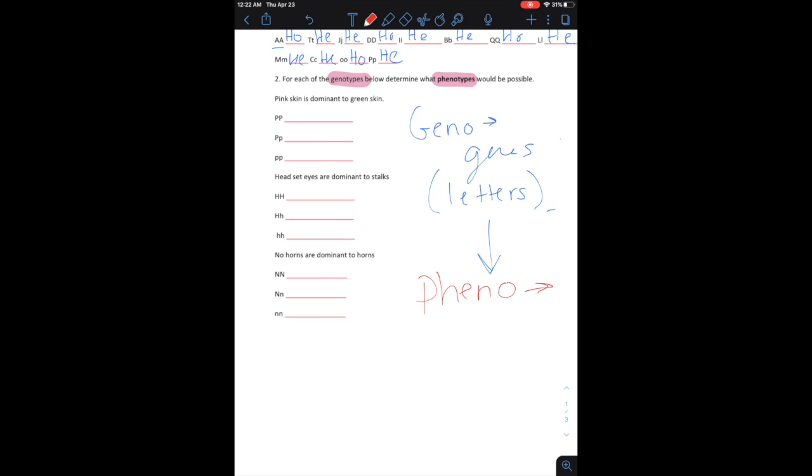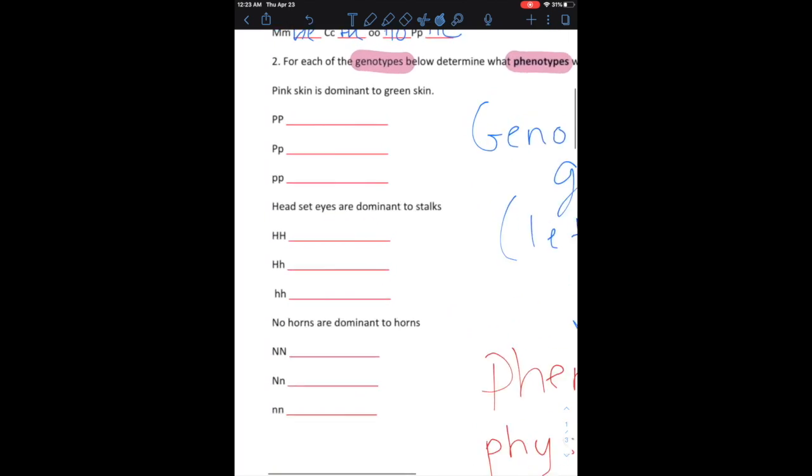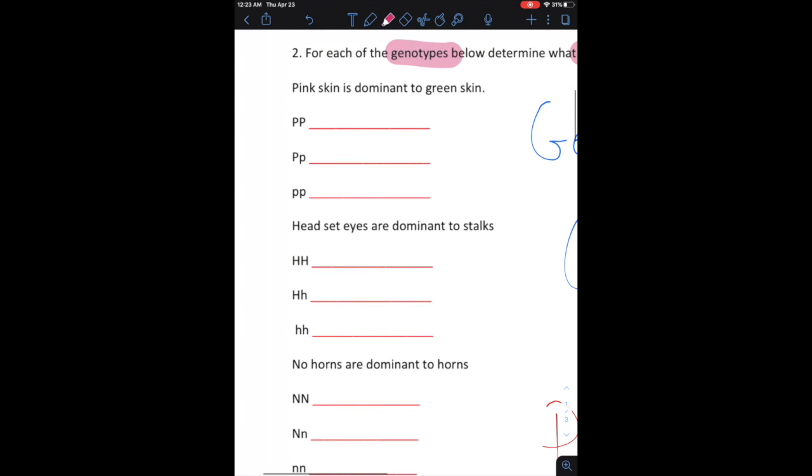Phenotype, you can think of physical, that's going to be the physical trait. So that would be your eye color, whatever the genotype, the genes, are determining. So here it's giving you the genotype. It's giving you the letters for the alleles, and it's telling you pink is dominant to green skin. So pink is the dominant trait, which is going to be represented by a capital letter. Green skin would be recessive. That's always represented by the lowercase letter.